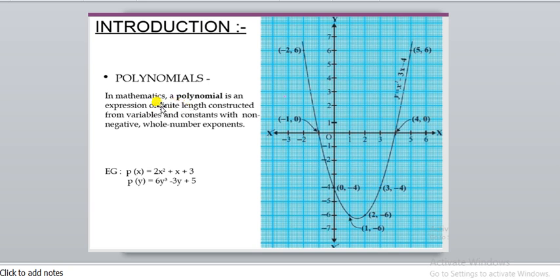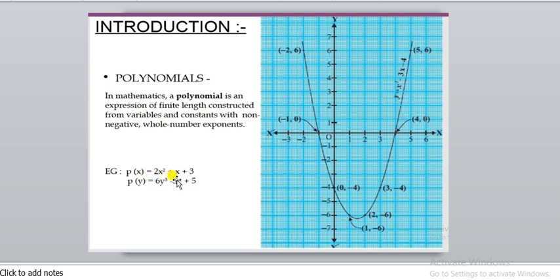Polynomials. In mathematics, a polynomial is an expression of finite length constructed from variables and constants with non-negative whole number exponents. It consists of a finite number of expressions with variables and constants. A variable is one whose value changes, and a constant is one whose value remains fixed, with non-negative whole number exponents. Exponents must be non-negative whole numbers.